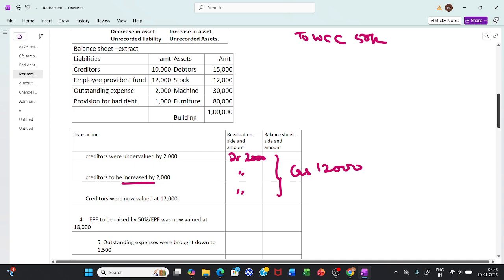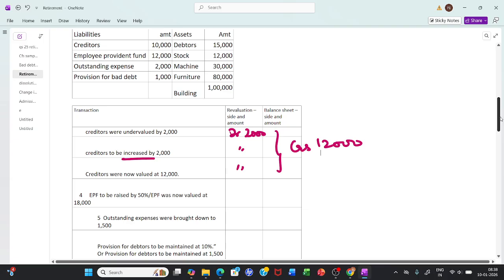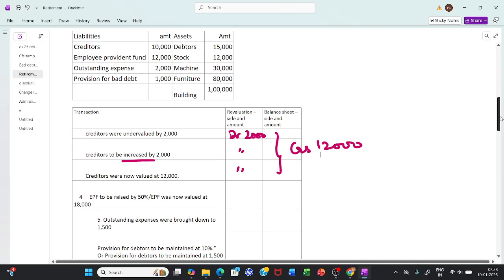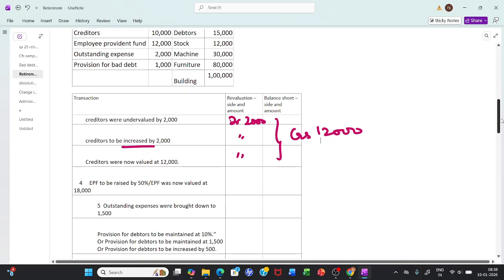You are not tested for balance sheet, but still you need to know the treatment. It's a part of syllabus, but somehow because of marks they are not testing. We should not ignore balance sheet. They might give reval loss or gain to you and ask you the balance sheet treatment. So you must know what is the treatment in the balance sheet also.